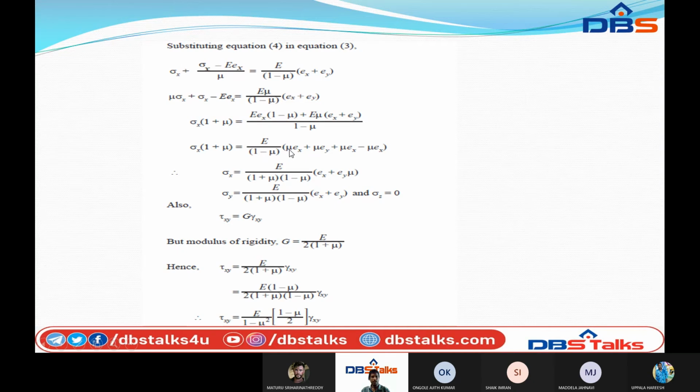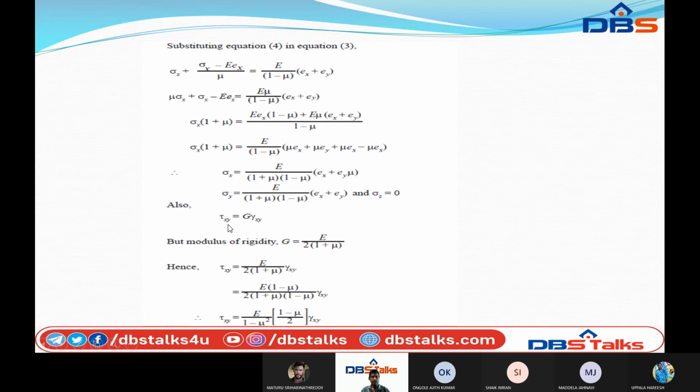Parallelly, in 3-dimensional also, we are multiplying with mu terms in 3-dimensional stress and strain relations. We are continuing in 2-dimensional, that means plane stress conditions also. Mu Ex plus mu Ey plus mu Ex minus mu Ex. After simplification, sigma x will be E by 1 plus mu into 1 minus mu Ex plus E by mu. Parallelly, sigma y, tau xy.